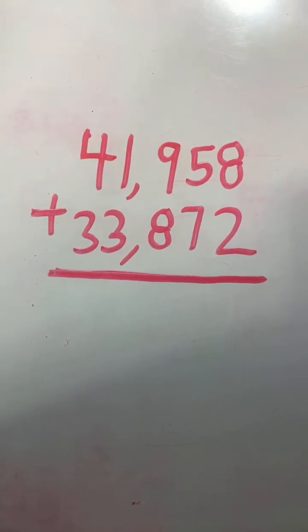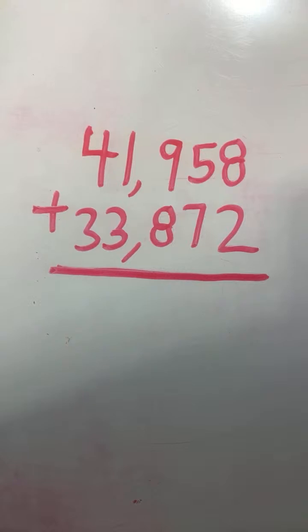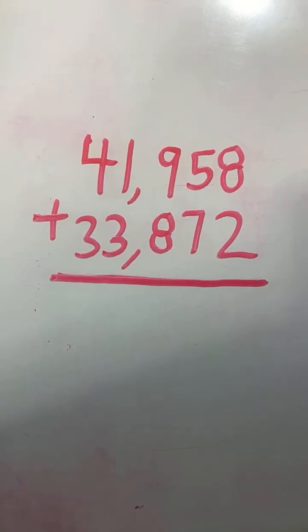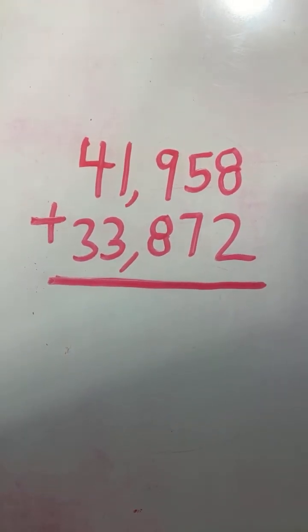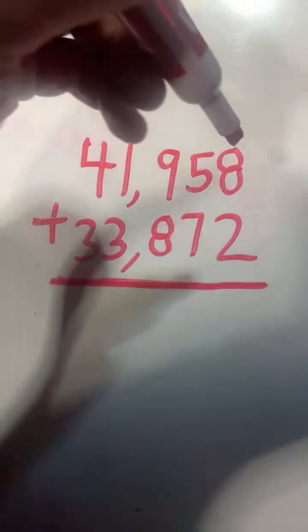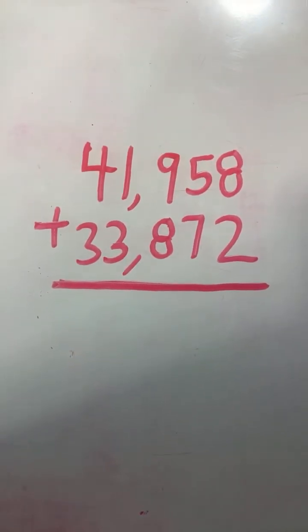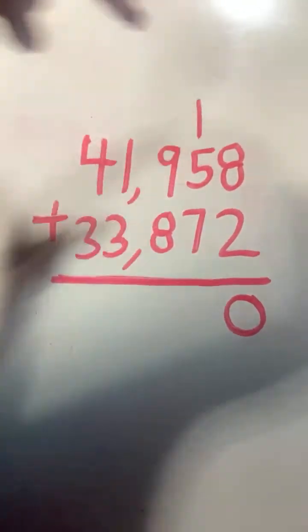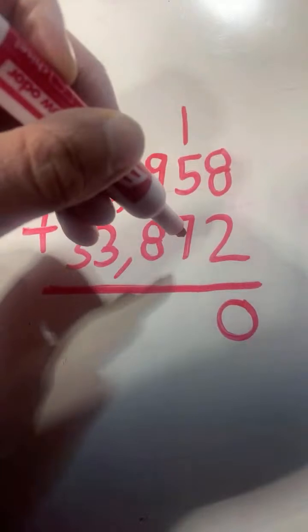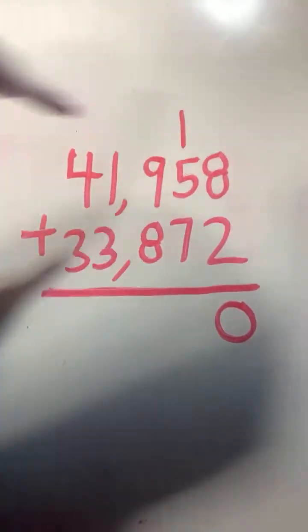So we always start in the ones place with the digits all the way to the right. So we're going to start out with 8 plus 2. 8 plus 2 equals 10. So the 0 in 10 goes in the ones place. The 1 gets carried over to the tens place. 5 plus 7 equals 12. We add the 1 that we carried over, it becomes 13.